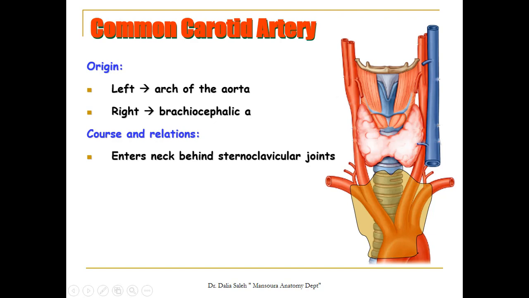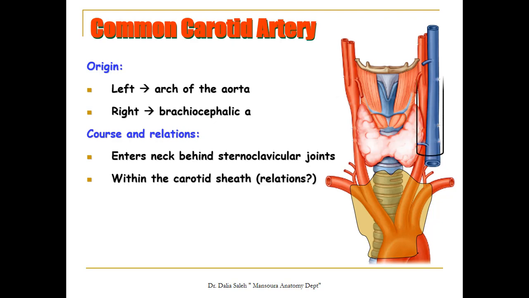So the common carotid artery enters the neck behind the sternoclavicular joint and then passes within a sheath of fascia that wraps around it and also around the vein lateral to it. This is called the carotid sheath, and inside the carotid sheath you can see that it lies medial to the vein. And then while it goes upward in the neck, it lies lateral to the viscera of the neck, or the viscera of the neck lies medial to it.